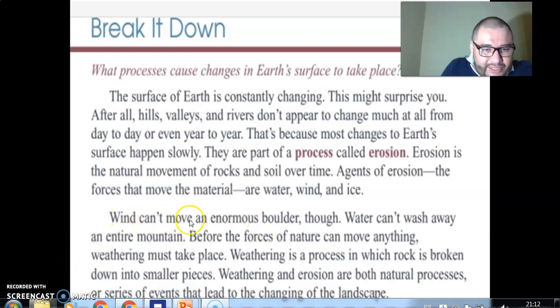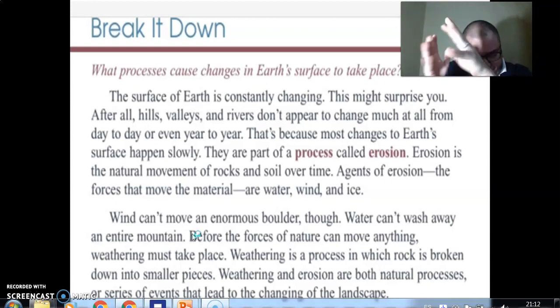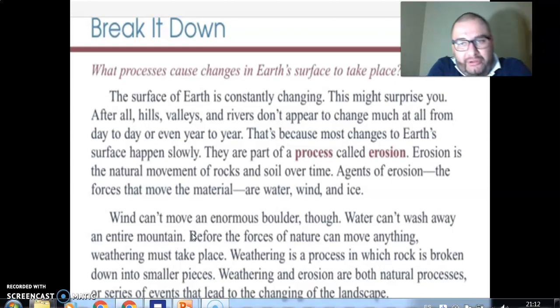So wind can move an enormous boulder, and water can wash away an entire mountain. This is the thing that I'm telling you. Too much water every day, every month, every year, washes the soil. And then it's going to change. Some places depend on the amount of rainfall or the amount of water, especially the flat areas, right? The plain or flat areas.